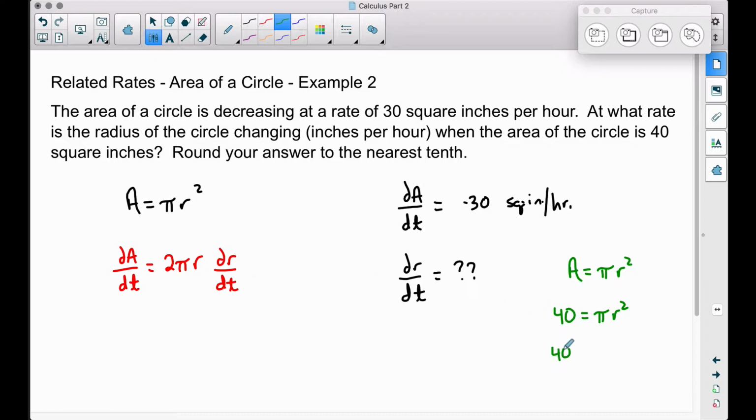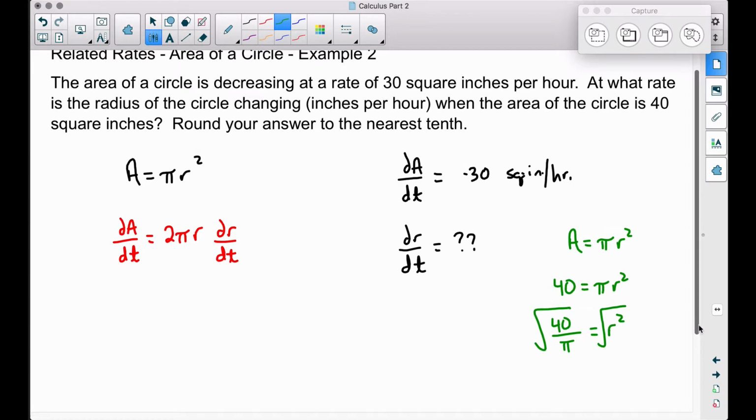So dividing by pi to get r squared by itself, and then taking the square root of both sides. And again, I will not round anything. So therefore, we have a radius that is equal to the square root of 40 over pi. Since this is a radius, that is just going to be plain old inches, not square inches, because we're not dealing with area. This is a radius.